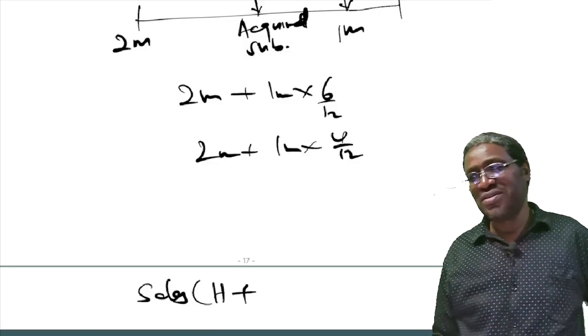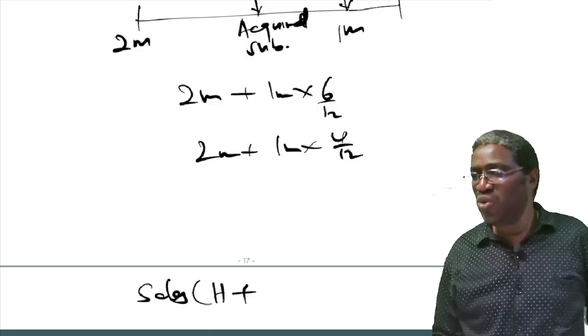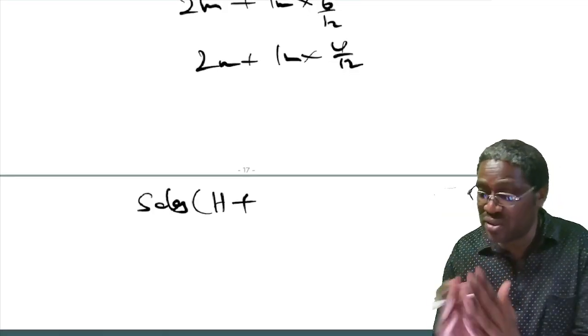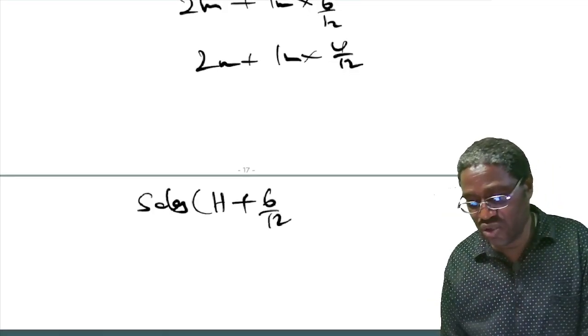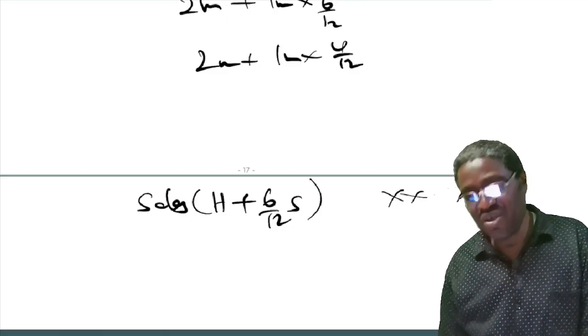Very good. Everybody's getting it. You will consolidate it from July, the day you acquired it: 6 over 12 of the sales of the subsidiary. Good. Whatever you get becomes the group sales.